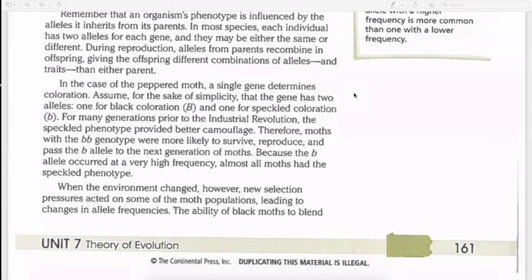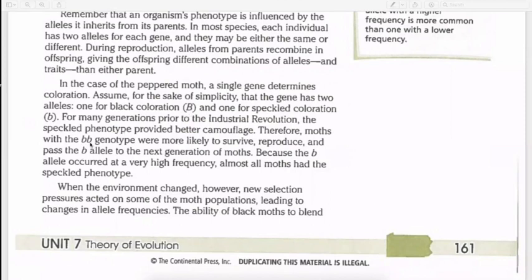In the case of the peppered moth, a single gene determines coloration. Assume for the sake of simplicity that the gene has two alleles, one for black, big B, and one for speckled, little b. So that means little b, speckled, is going to be our recessive trait. For many generations prior to the Industrial Revolution, the speckled phenotype provided better camouflage. Therefore, moths with little b genotype were more likely to survive. We still got black ones with big Bs, but they got eaten. Birds saw them and ate them.